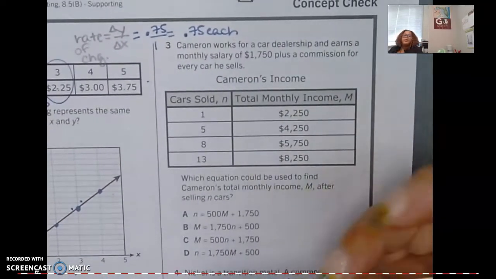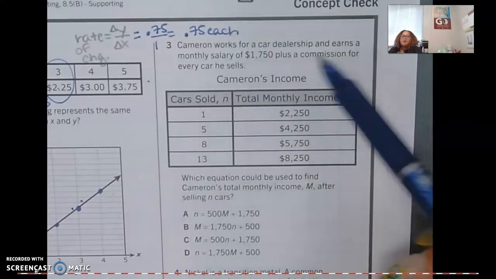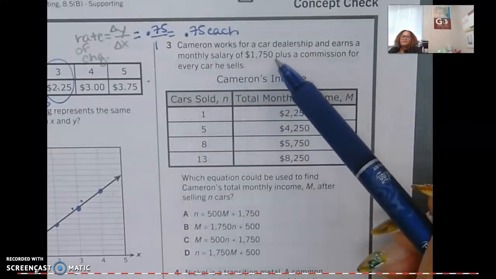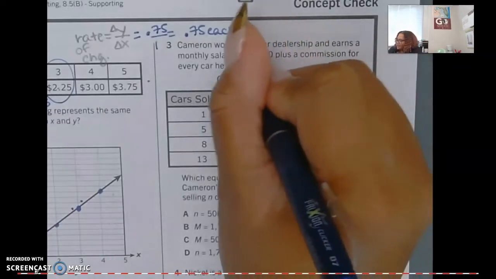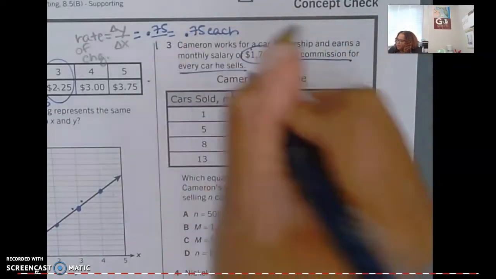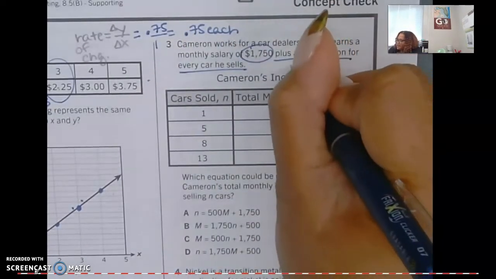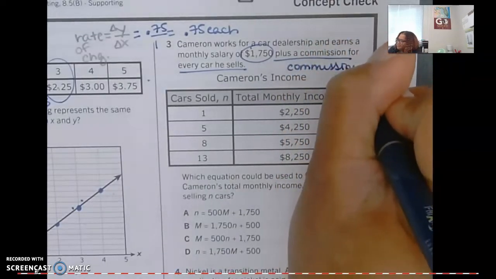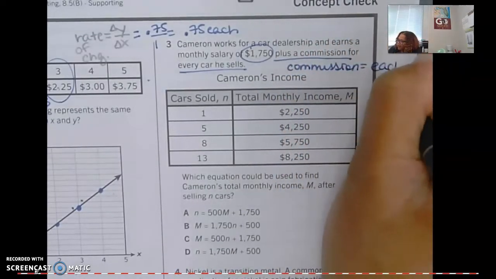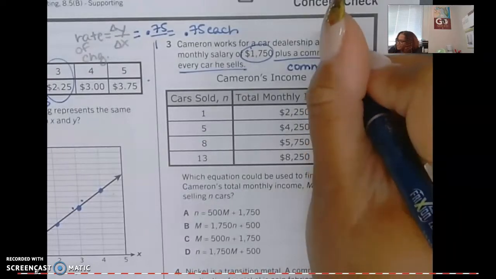Number 3. Cameron works for a car dealership and earns a monthly salary of $17.50 plus a commission for every car he sells. $17.50 plus a commission for every car he sells. I don't know what this is, but the commission is my each. Okay, this is my rate of change here.